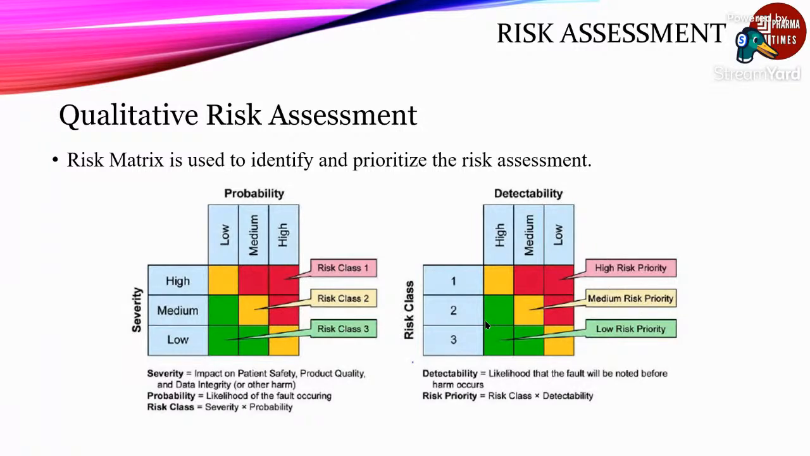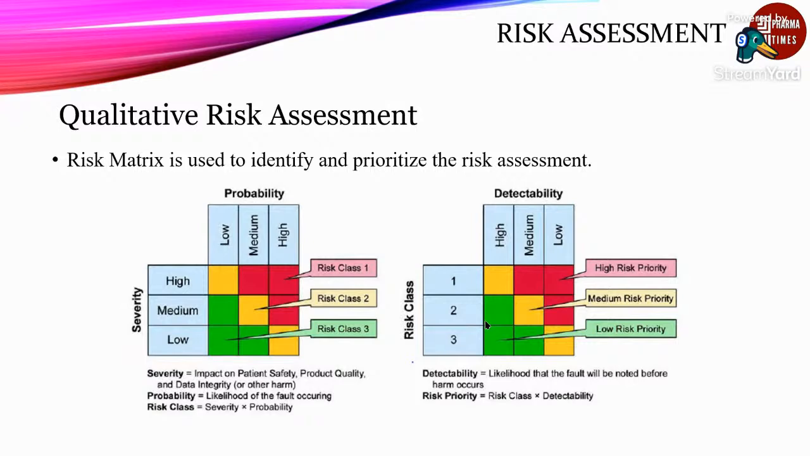So if probability is high, and for that high probability severity is also high, then it is risk class 1. And for the second one, if my severity is medium, meaning there is no severe impact on the process or system, and my probability is low, so the happening of that event is low, then the cross section is green, so it is called risk class 3.